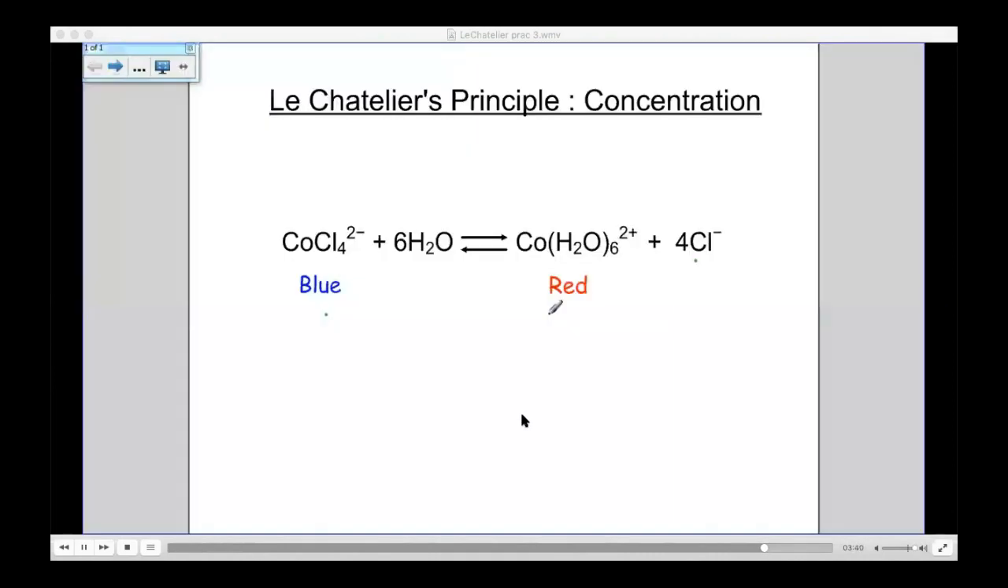So if we increase, for example, the concentration of H2O, then the reaction turns red, which shows that the forward reaction is favored. And if we increase the concentration of the Cl- ions, we see that the reaction turns blue, which shows that the reverse reaction is favored.